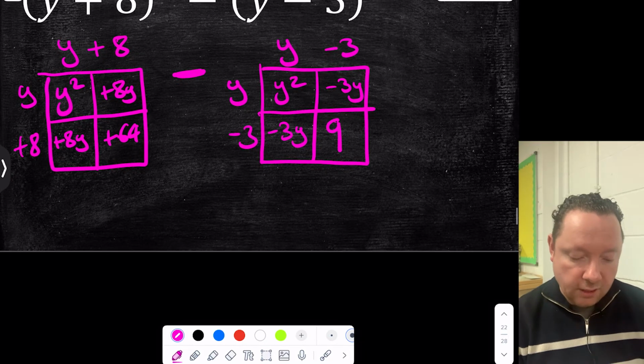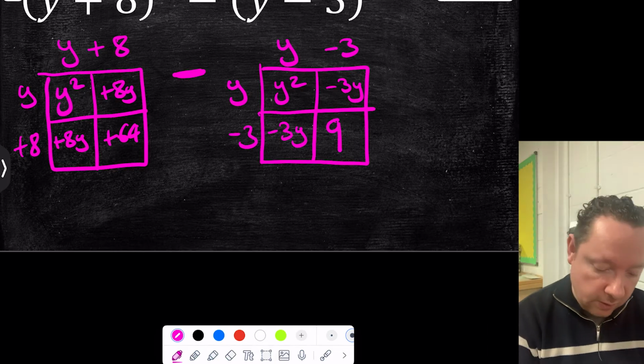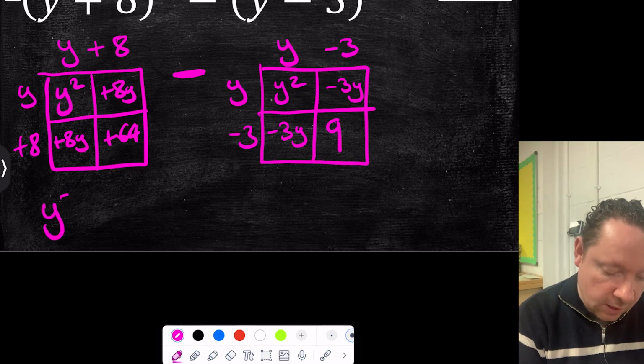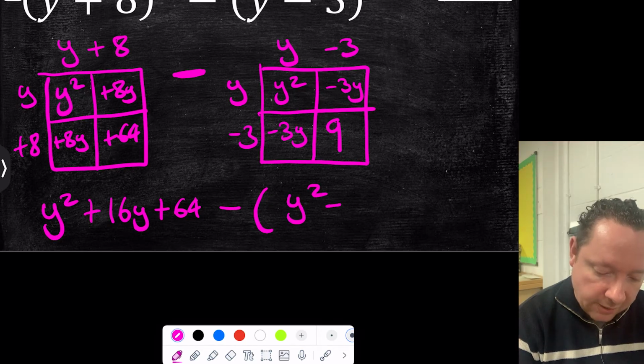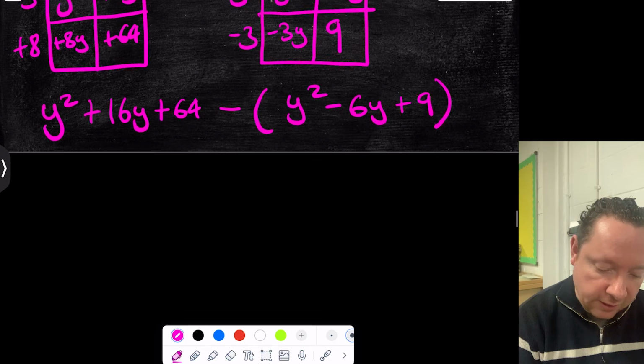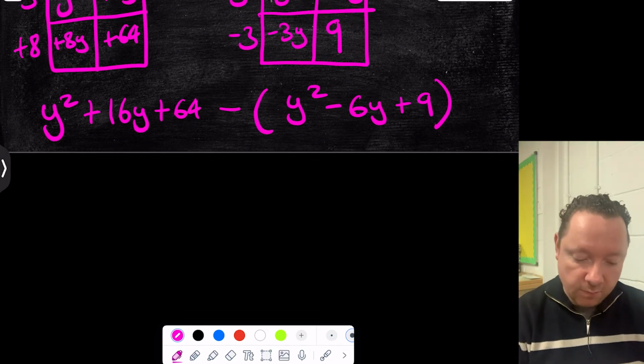So taking that outside the box, for the first brackets, we get y squared. 8 plus 8 is 16y. And then plus 64. And then it's minus all of this answer, y squared minus 3 minus 3 is minus 6y, and then plus 9. So you need to be very careful. You're taking away all of it, so it's like another expansion brackets to do.